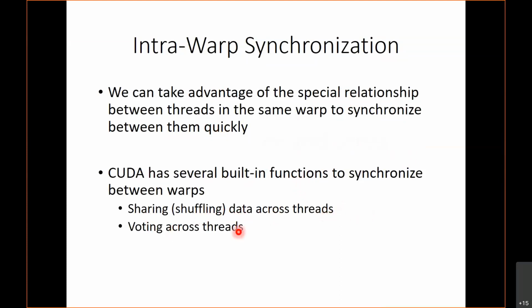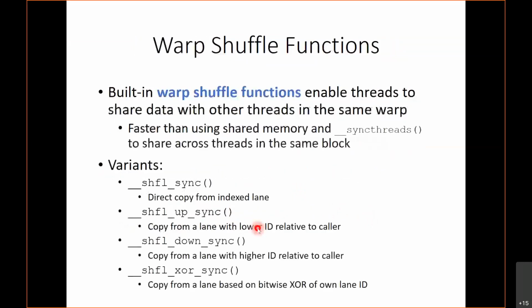And there are voting instructions, where threads can vote on something. This is useful for checking which of these threads evaluate true on some predicate, or checking which threads in the warp are active on some branch. We started by looking at shuffle instructions, and we said there are different kinds of shuffle instructions. Shuffle, just shuffling, so you can get from a direct lane, a direct thread, another thread in the warp, or you can shuffle up or down, or there's also a shuffle XOR kind of shuffle that's also useful in certain circumstances.